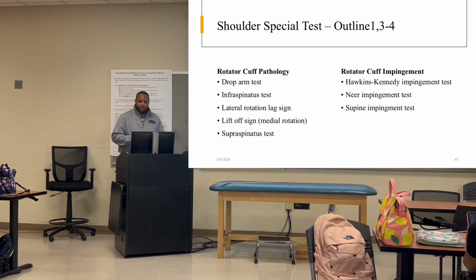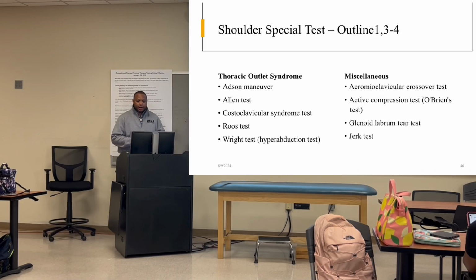Then you have an infraspinatus test, which is typically muscle selected tension testing. Lateral rotation lag sign, lift off sign, and supraspinatus test. You have rotator cuff impingement tests: Hawkins-Kennedy impingement test, Neer impingement test, and a supine impingement test. And then for thoracic outlet syndrome, you have Adson's maneuver, Allen test, costoclavicular syndrome test, and a hyperabduction test, which is Wright test.